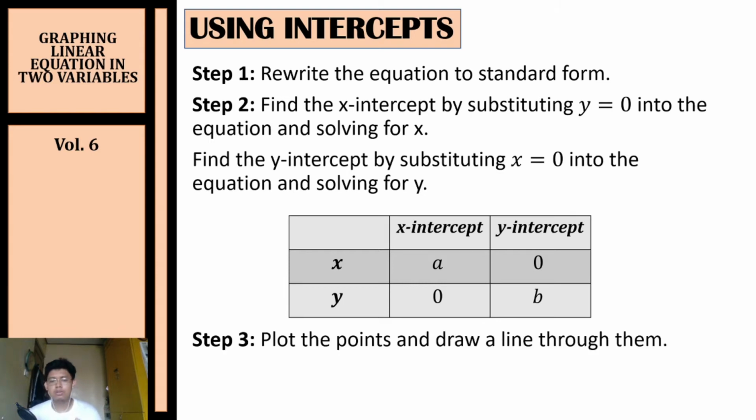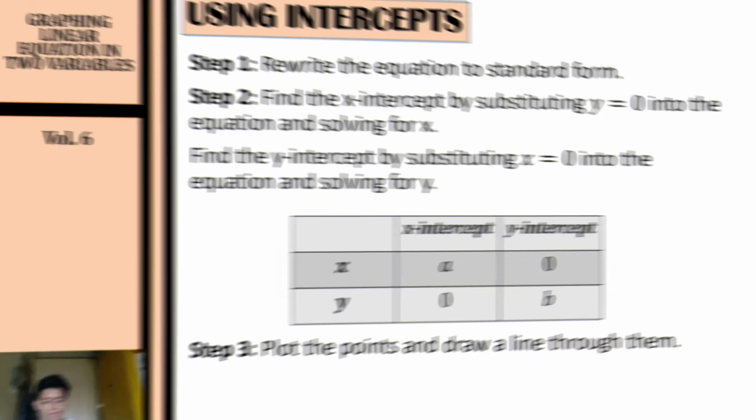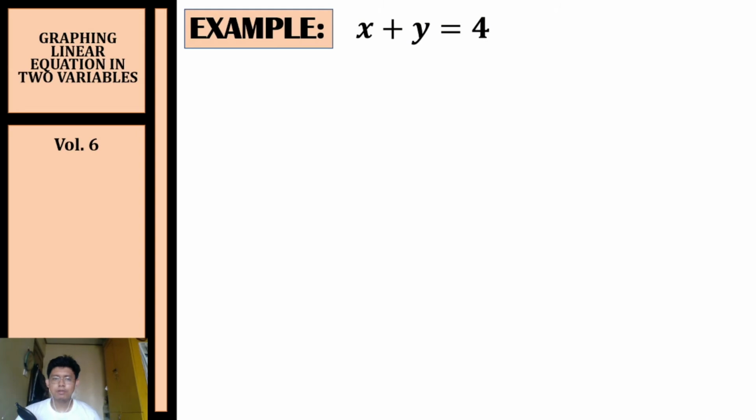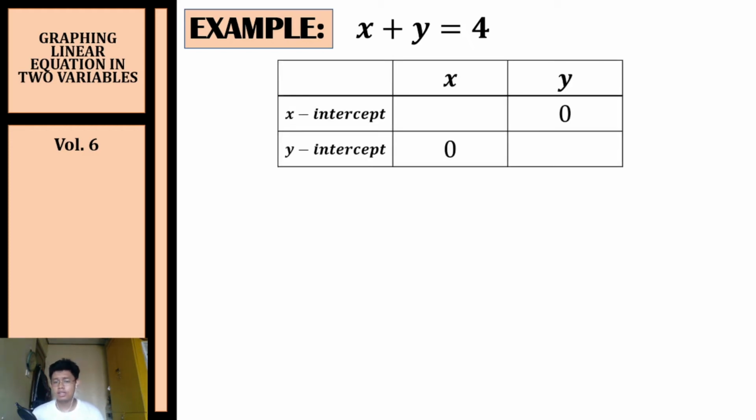The third step is to plot the points and draw the line through them. Let's have some examples in graphing linear equations in two variables using the intercepts. For example, we're going to graph the equation x plus y is equal to 4. The first thing we need to do is rewrite our equation in standard form. Since this equation is written in standard form already, we can proceed to our second step.